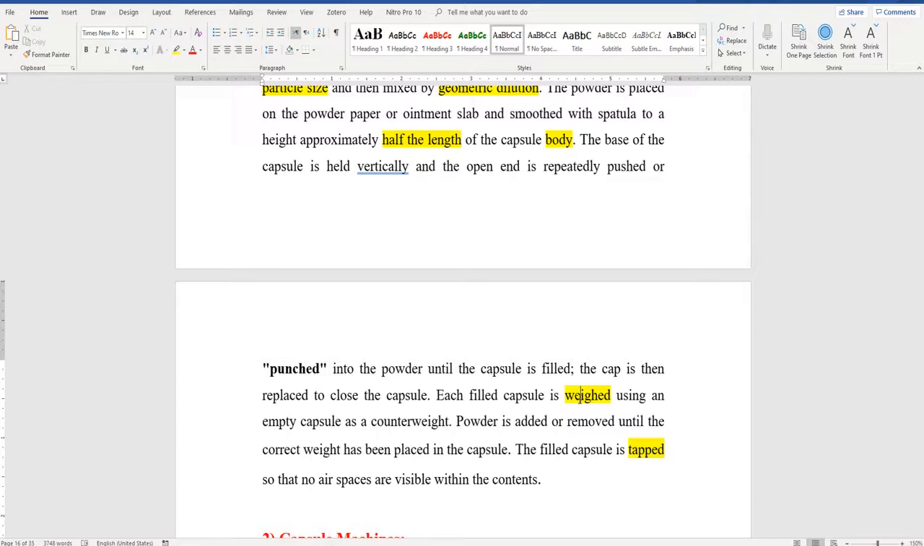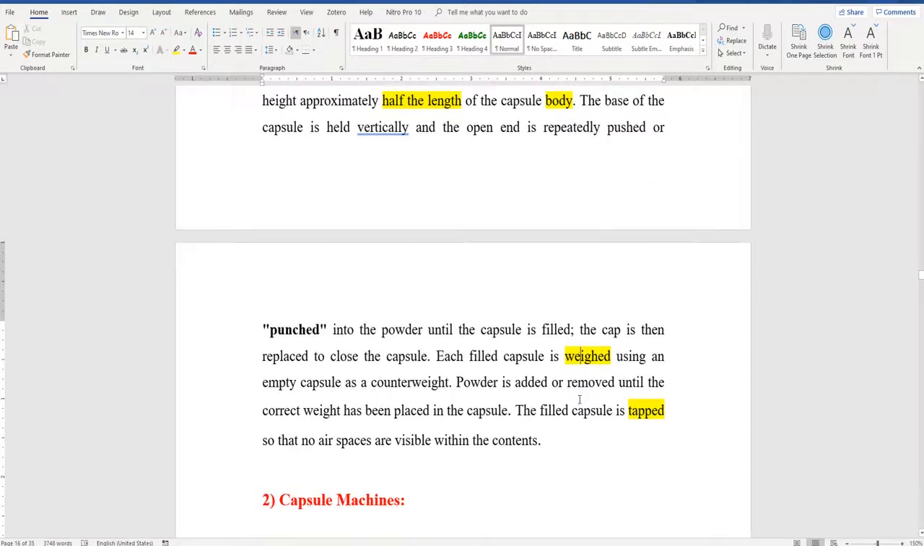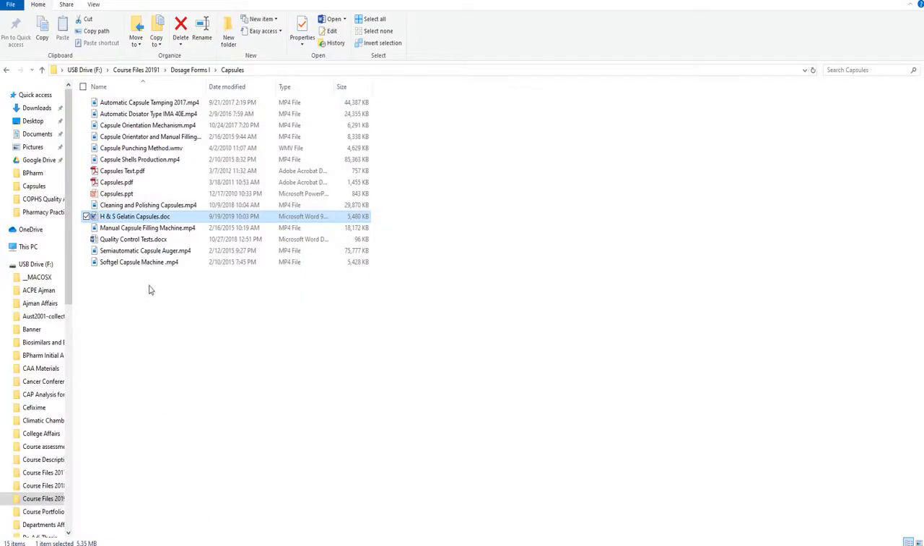But what happens if you have less weight inside? In this case, you remove the cap and again punch and twist until you get the required weight. Okay, what I will do now, I will show you a video of the punch method.